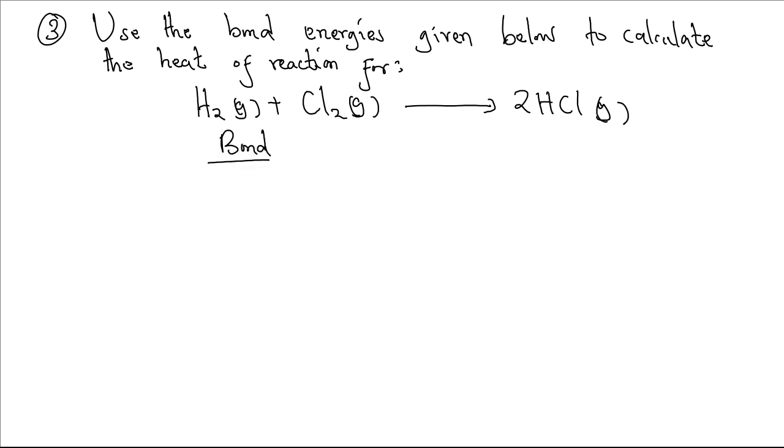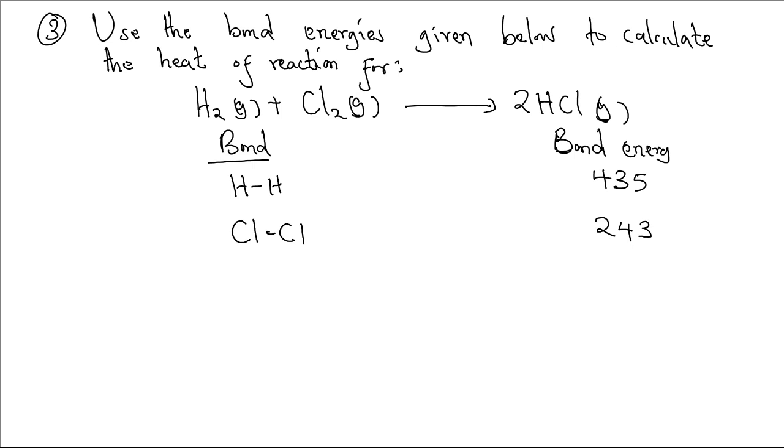The bond is hydrogen bond. Then bond energy for that is 435. There is chlorine bond, that is 243. And finally we have hydrogen chlorine bond. That is 431. Let us solve.